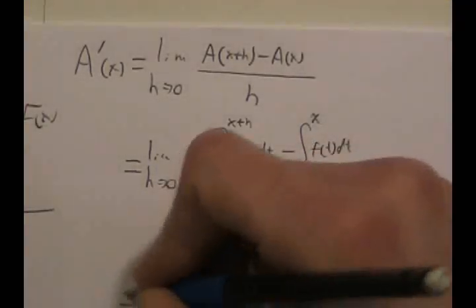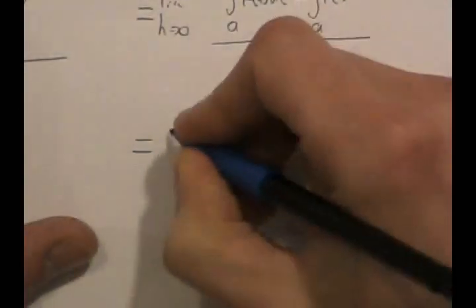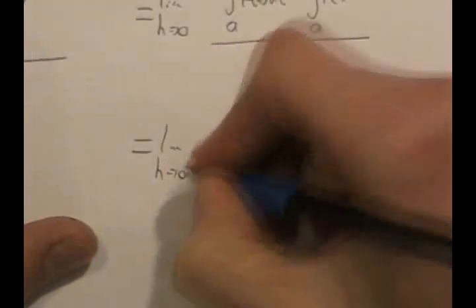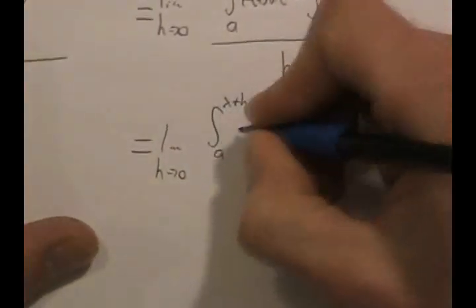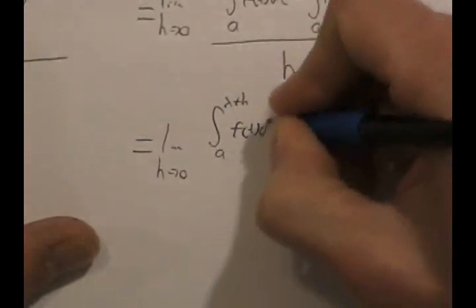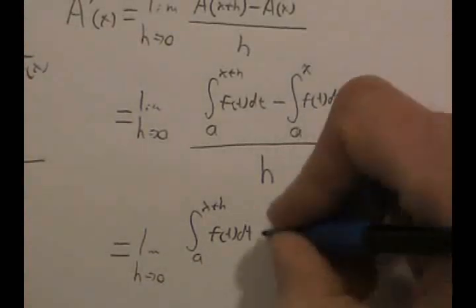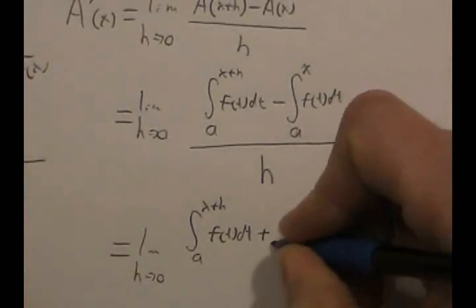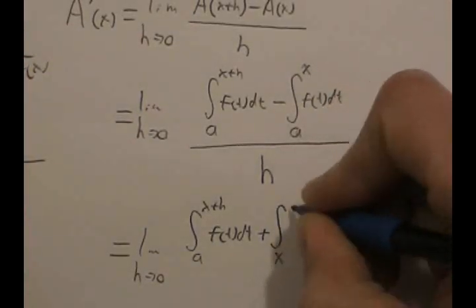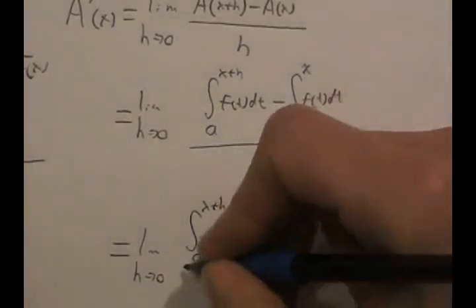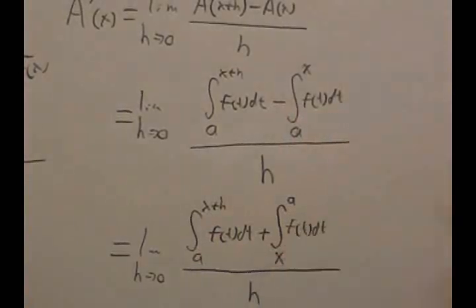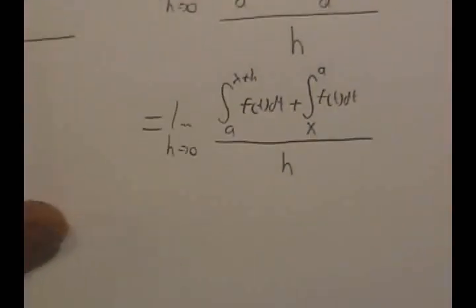So that'll be equal, I'm going to write out all the steps I can so this is as clear as possible. Limit as h approaches 0, definite integral from A to X plus H of f of t dt. When I switch the boundaries, I change the sign, and that'll be plus the integral from X to A of f of t dt, again all over H.